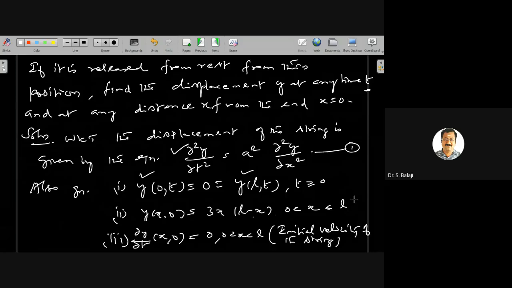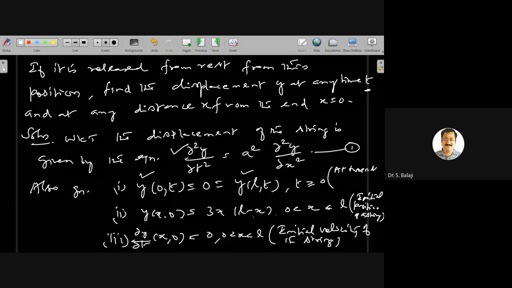Here, at initial time t equal to 0, this is the initial position of the string. The two ends are tightly stretched, so the displacement at the two ends is always 0. For these four conditions, these two are combined conditions, and these three conditions we have to include.